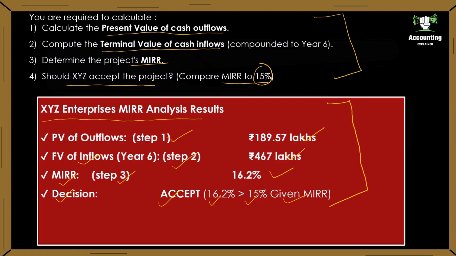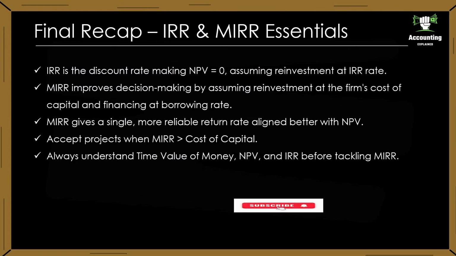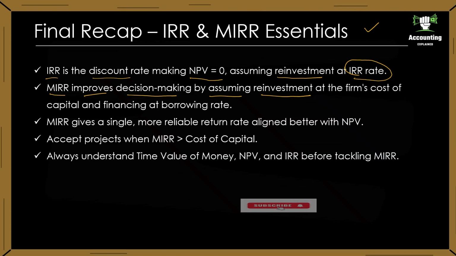We are going to have a final recap of what we have learned so far. IRR is the discount rate making NPV equal to 0 and assuming the reinvestment of profit and returns at the IRR rate only. MIRR improves decision making by assuming reinvestment of profit or the returns at the firm's cost of capital or the required rate of return fixed by the company, and financing of the cash outflows or the initial investments at the borrowing rate. These two assumptions are very important for MIRR.